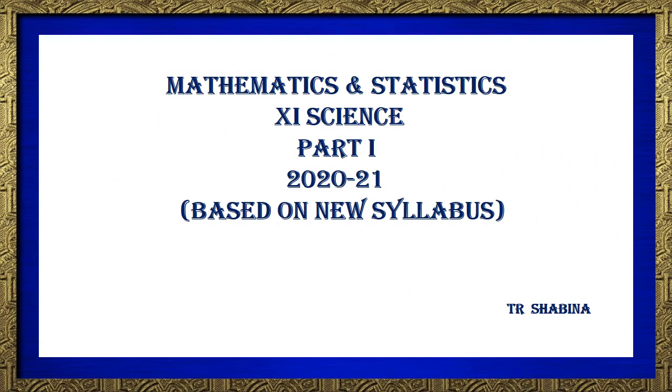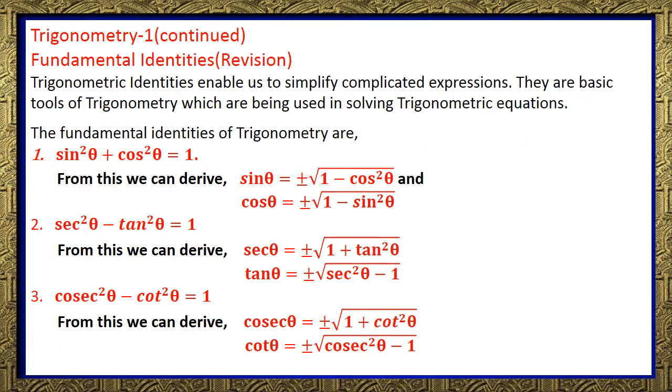Dear students, today we will be learning about the polar coordinate system and revising the fundamental identities in trigonometry, and we will be solving the sums of exercise 2.2. Fundamental identities. Trigonometric identities enable us to simplify complicated expressions. They are basic tools of trigonometry which are being used in solving trigonometric equations.